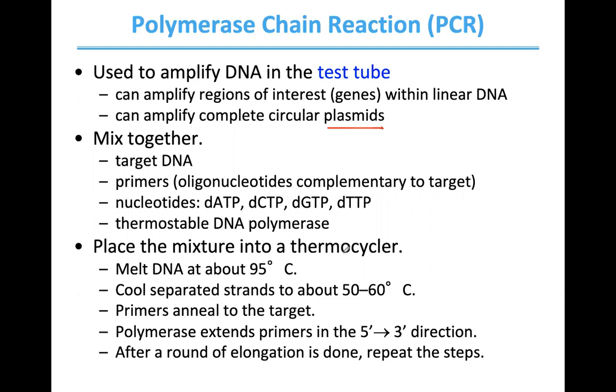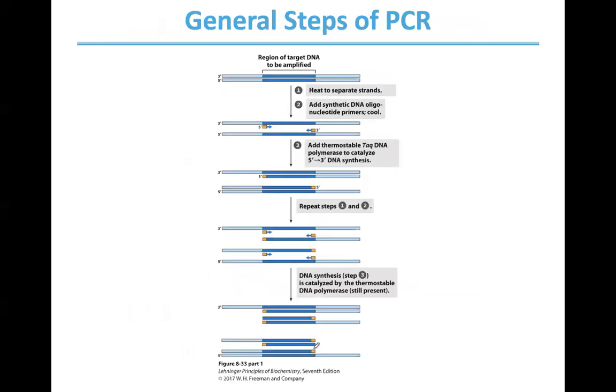So you place the mixture into the reactor, melt DNA, cool. Let's look at a figure, which is worth 1,000 words. So this is how it's going to work. Let's say this is the piece of the double-stranded DNA, right? The 2 strands. And this region in dark blue is the region that's going to be amplified. So we're going to heat to separate the strands, so the DNA will denature. And then we're going to add synthetic DNA oligonucleotide primers and cool the reaction mixture.